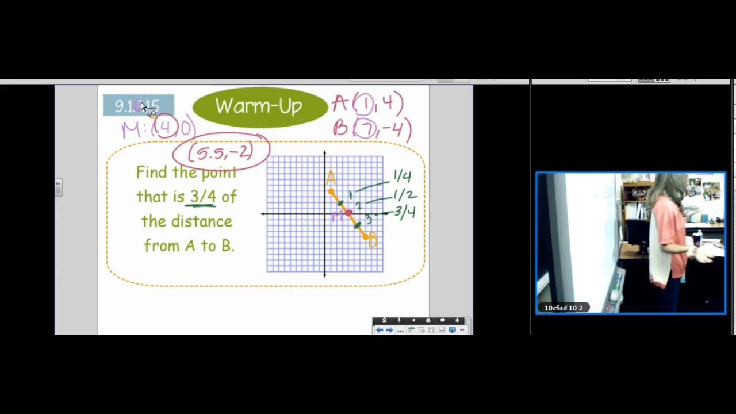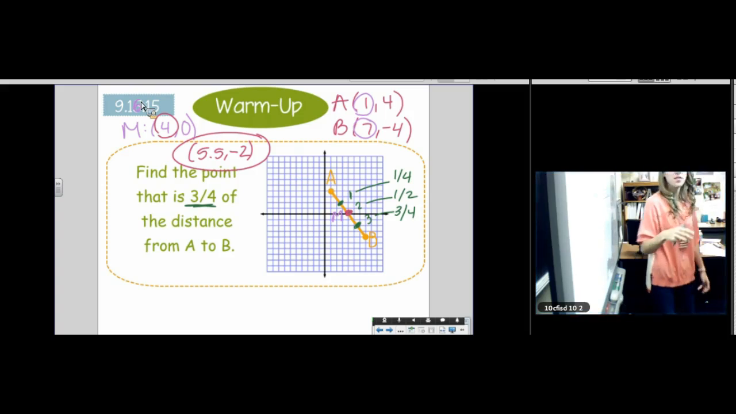What did we do? What did we do first? We found the midpoint, and then we found another midpoint of the segment we created.